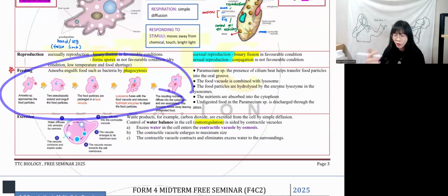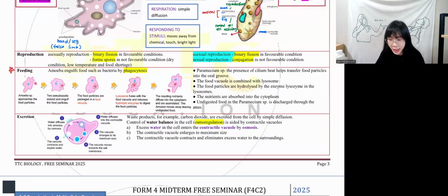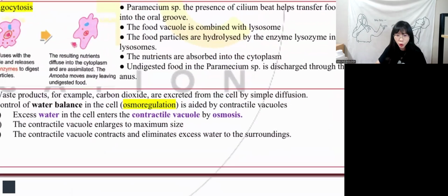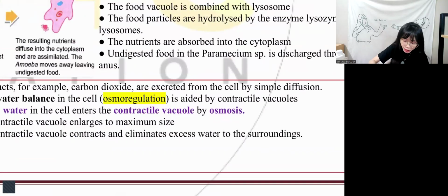Why? Because in the next few chapters, you still have to learn what phagocytosis is. Okay, next one, excretion is also a very commonly asked question. No matter whether it's amoeba or paramecium species, both have the same answer. Contractile vacuole is involved in the excretion process. They will go through a process called osmoregulation.